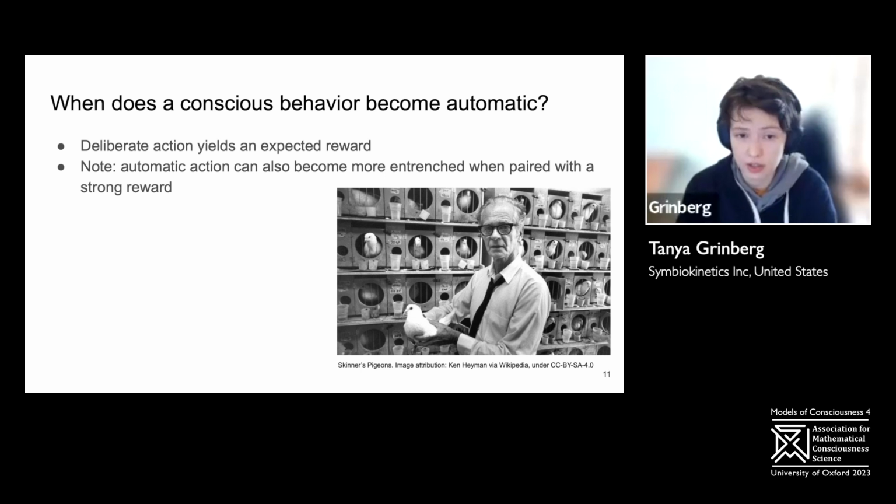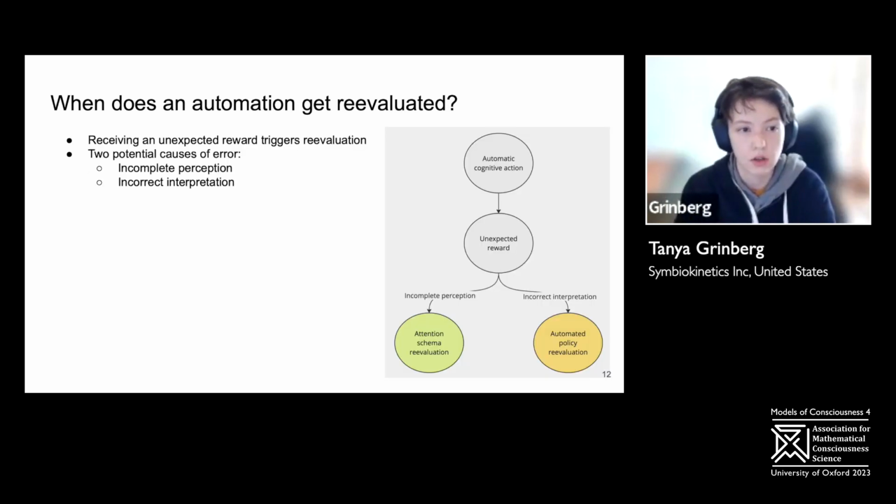Obviously, automatic action can also become more entrenched when it's paired with a strong reward. So this in no way argues against the kind of unconscious conditioning processes and so on. So when does an automation get reevaluated? When do we need to trigger a relearning process?